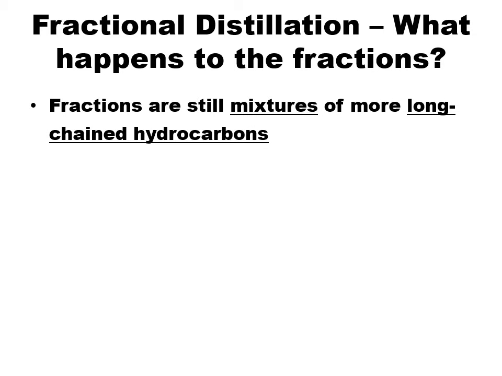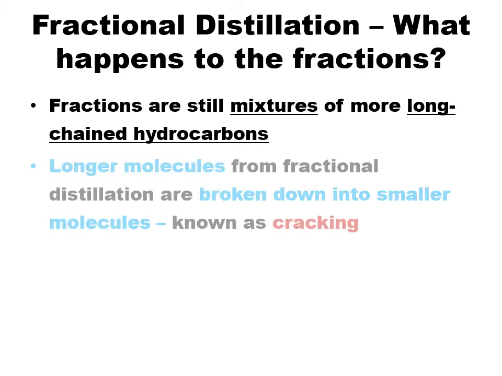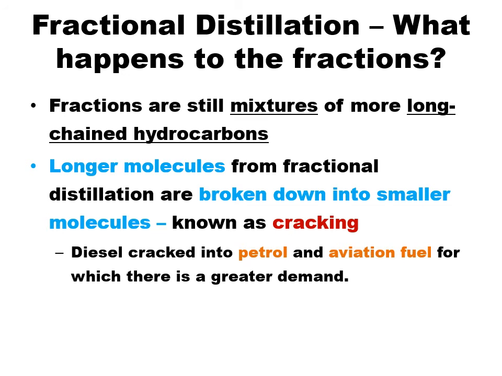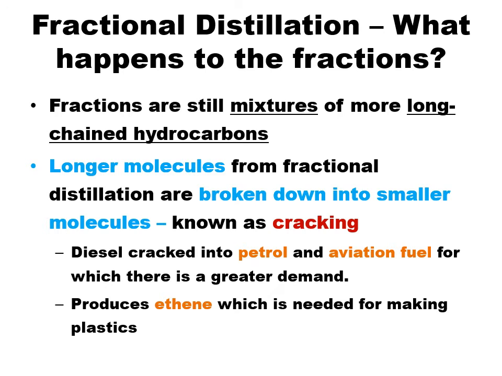Now, the fractions are still a mixture of longer chain hydrocarbons. These longer molecules from the fractional distillation can be broken down into smaller molecules. This process is known as cracking. For example, we can crack the diesel into petrol and aviation fuel for which there is a greater demand. And we can also produce ethene, which is needed for making plastic.